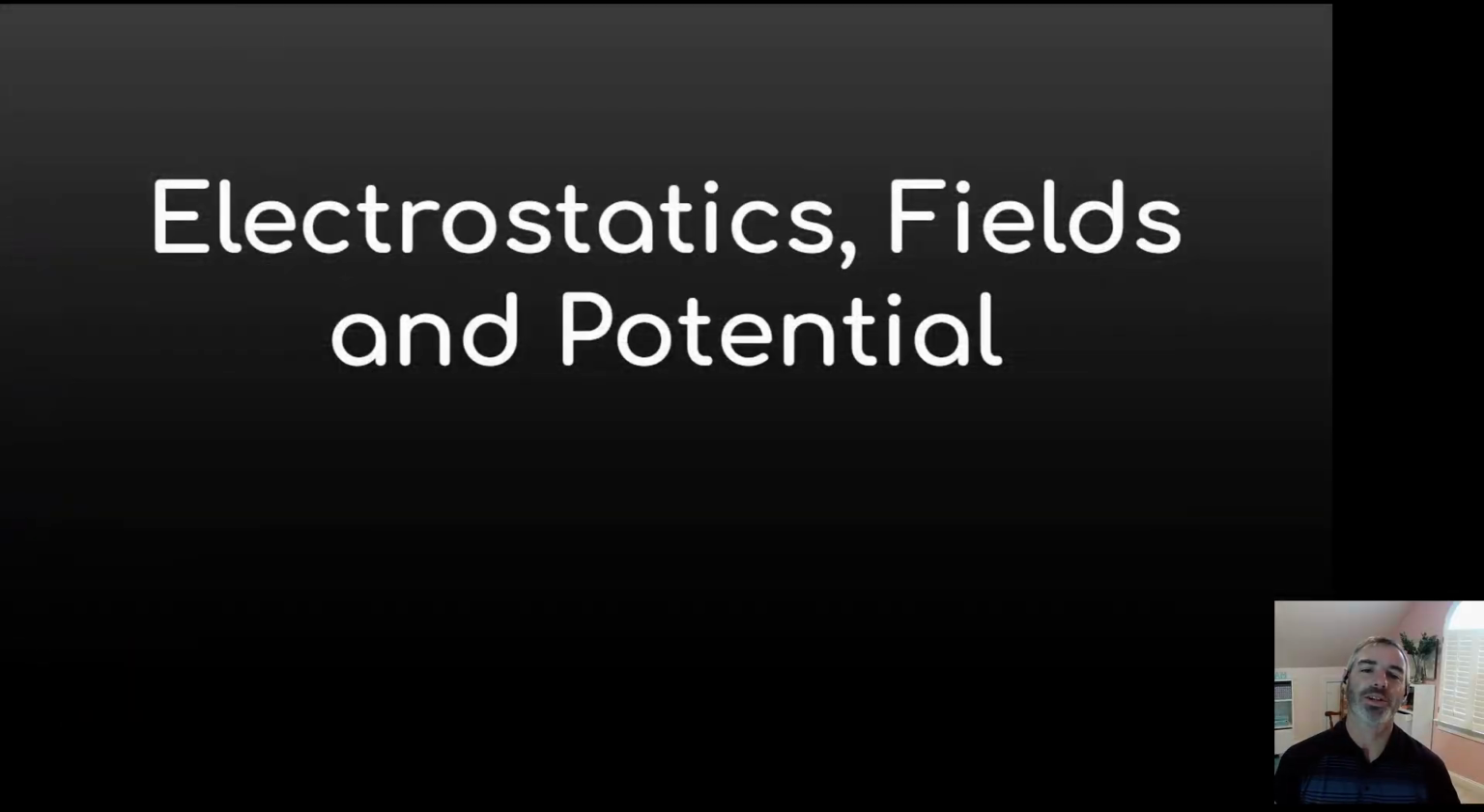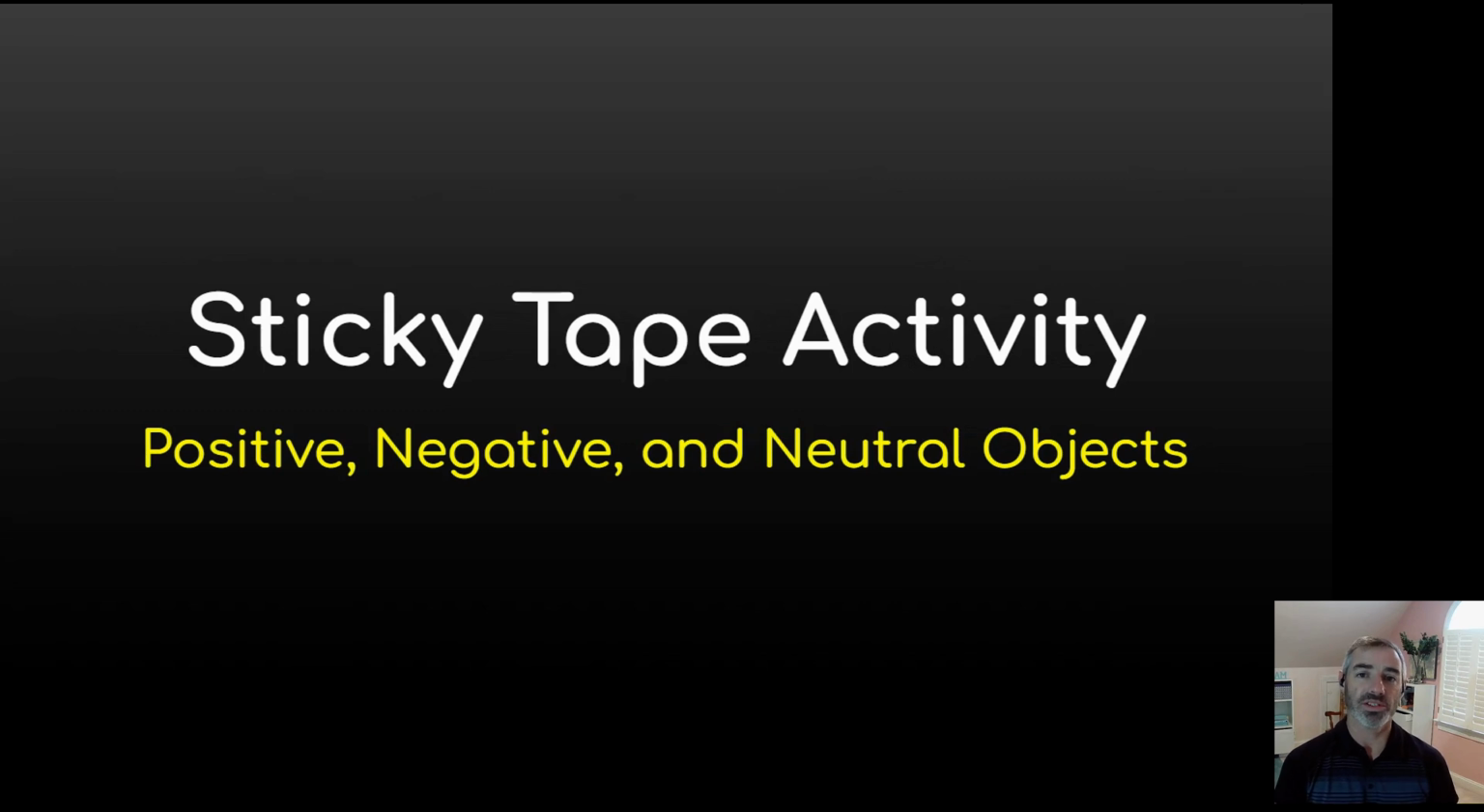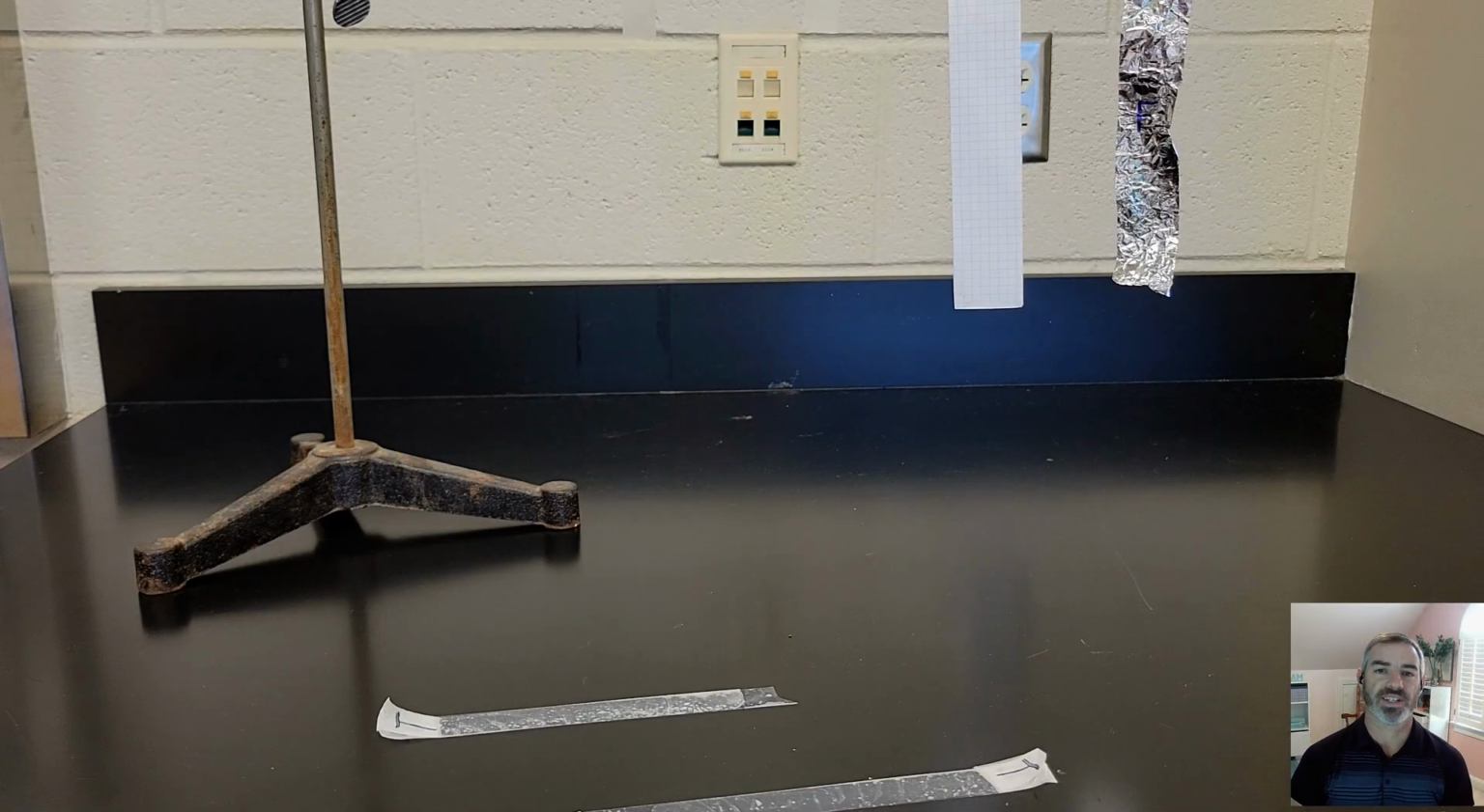In this series of videos, we're going to talk about electrostatics, fields, and electric potential. We're going to start with the sticky tape activity, and we're going to talk about positive, negative, and neutral objects. So let's go ahead and take a look at that activity first. All right, so here's the sticky tape activity.